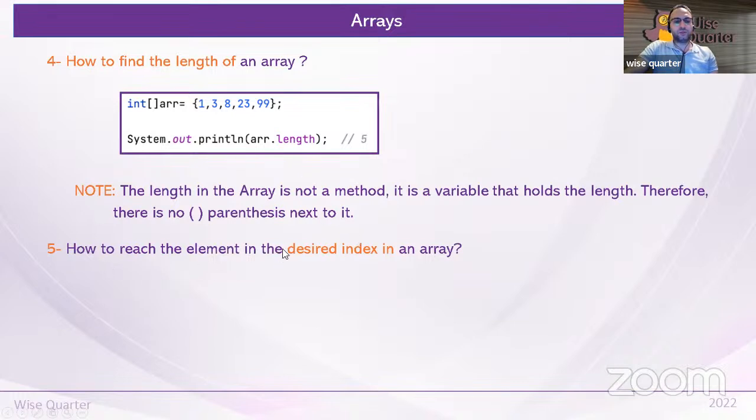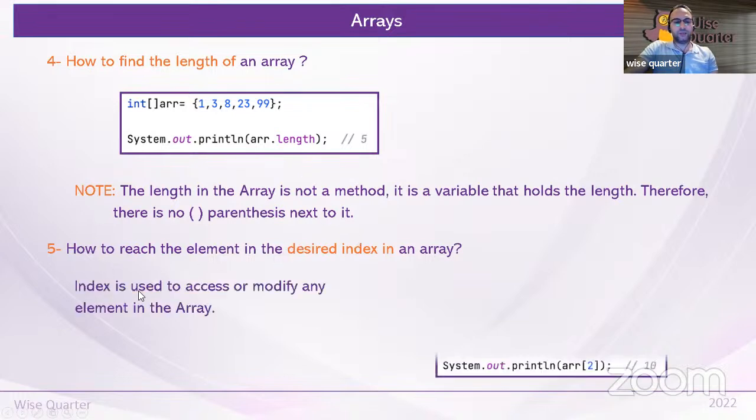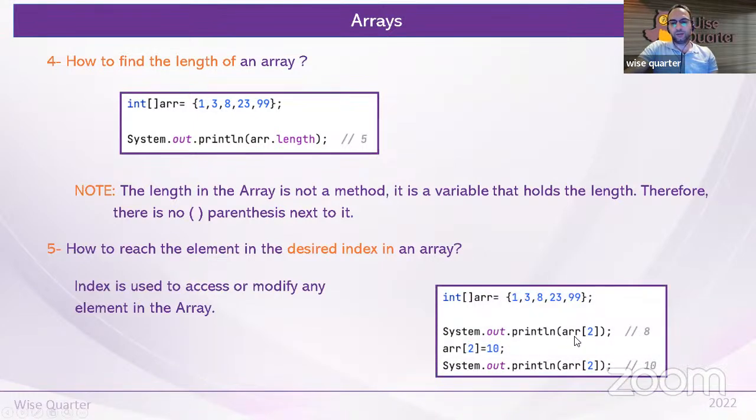Yes, how to reach a desired element. It's very easy. You just need to write the index number inside the square brackets, and you can change the index value by using it like this. It was 8, it became 10.